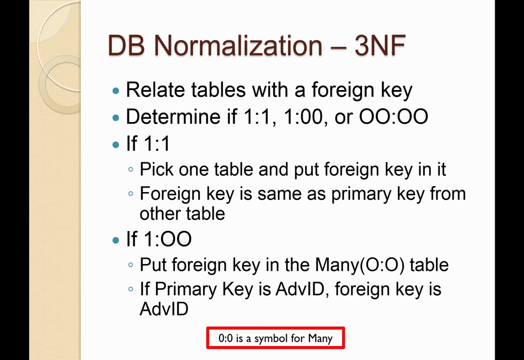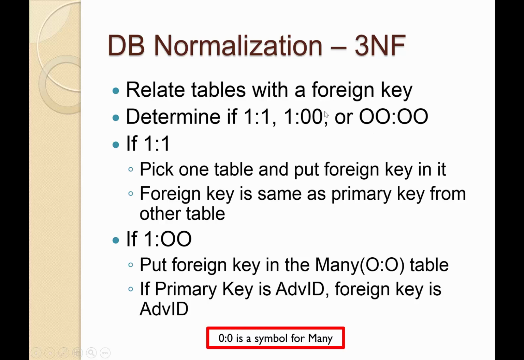So then once we get our tables into second normal form, what we have to do is relate the tables together with a foreign key. A foreign key is a copy of the primary key just put into another table. We're going to see that we have three different types of relationships. We have a one-to-one relationship, a one-to-many relationship, or many-to-many relationships.